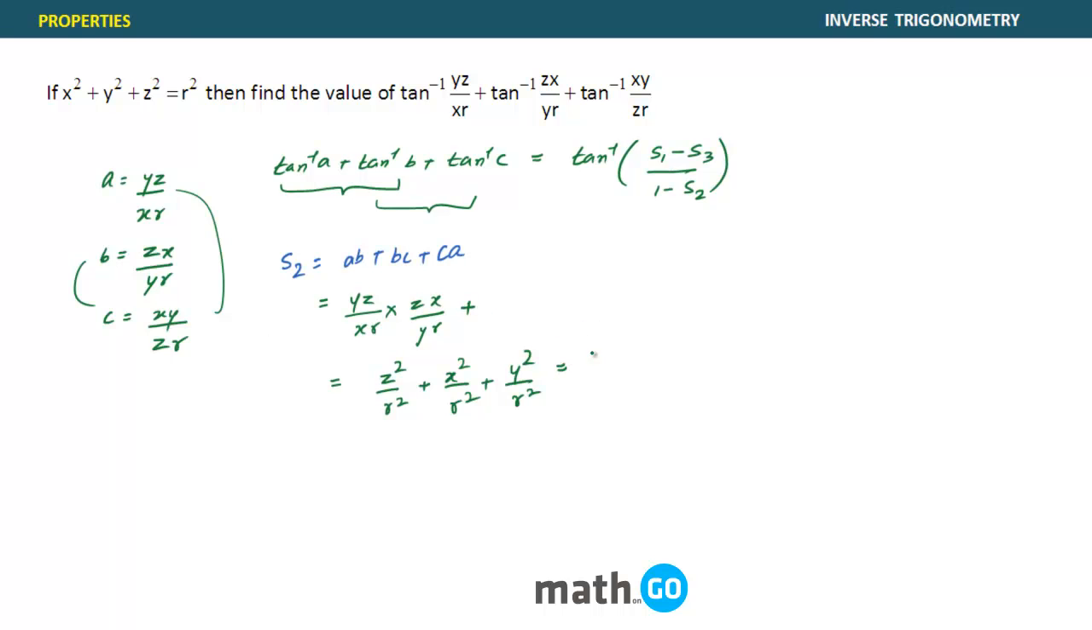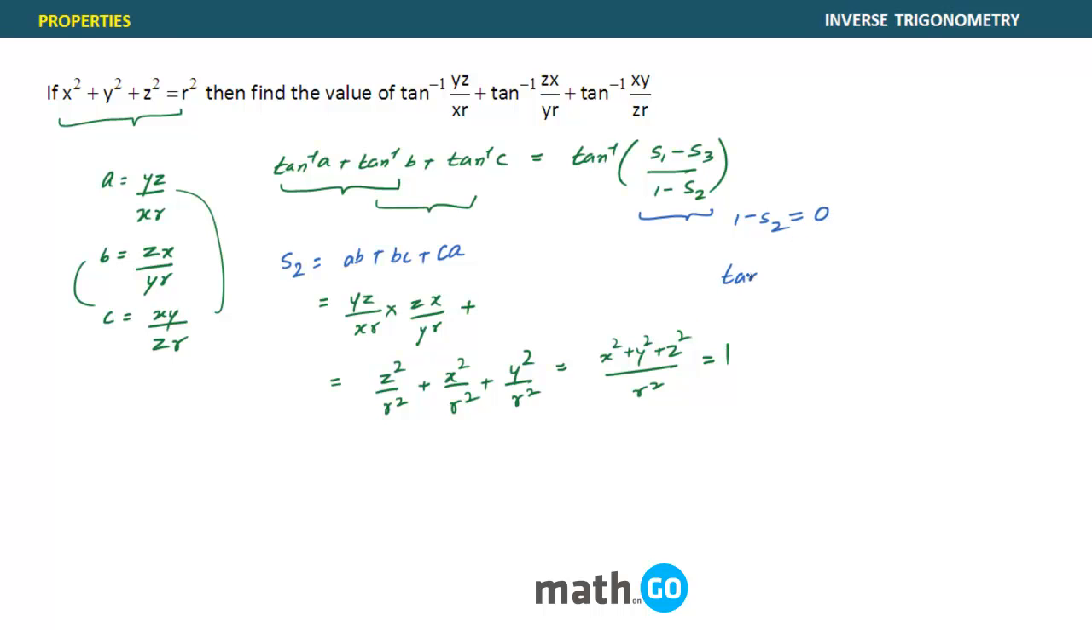And if you see this, what is it? Nothing but x square plus y square plus z square by r square, and it is given to you in the question that x square plus y square plus z square is equal to r square. So this value is nothing but 1. So what is the value of the denominator now? The denominator was 1 minus S2. Since S2 is also 1, this value comes out to be 0.